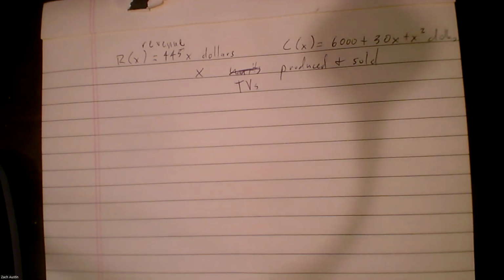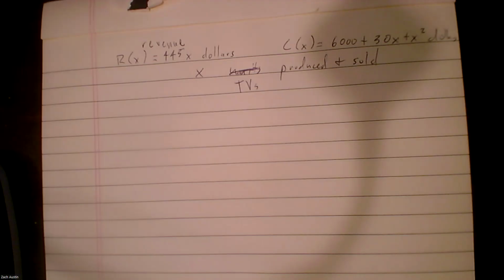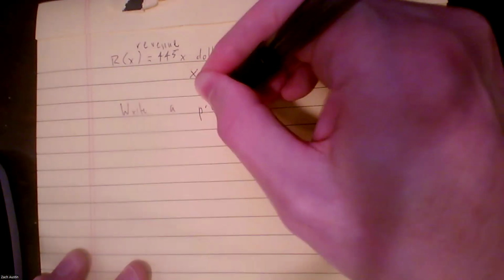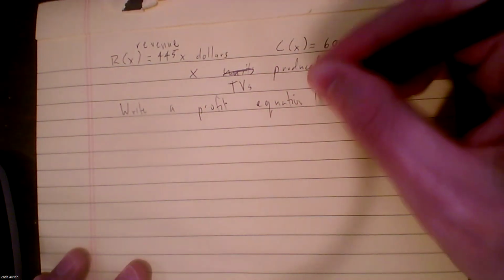Costs are typically more complicated. There's just more that goes into them because sometimes you get discounts for buying more. Sometimes there's just a lot more things that can go into a cost equation. So that's where our quadratic part is going to come from here. So the first thing I want to do is try to write a profit equation for this company.